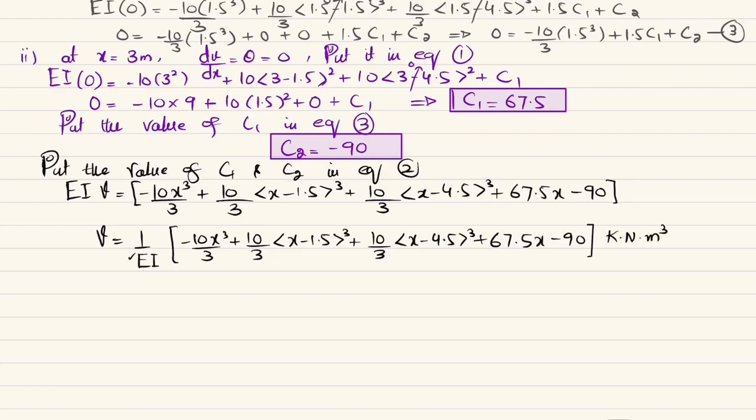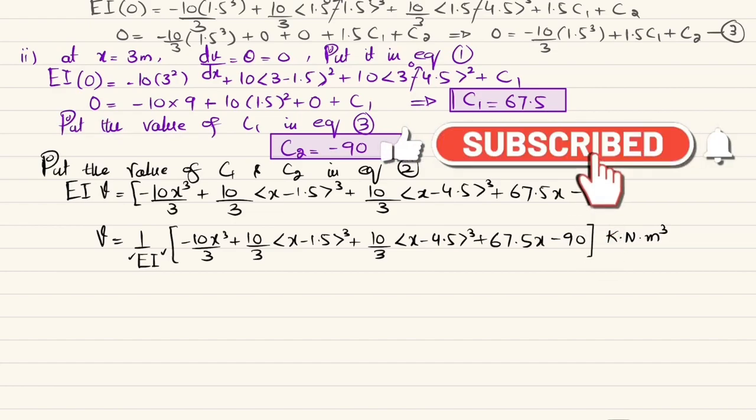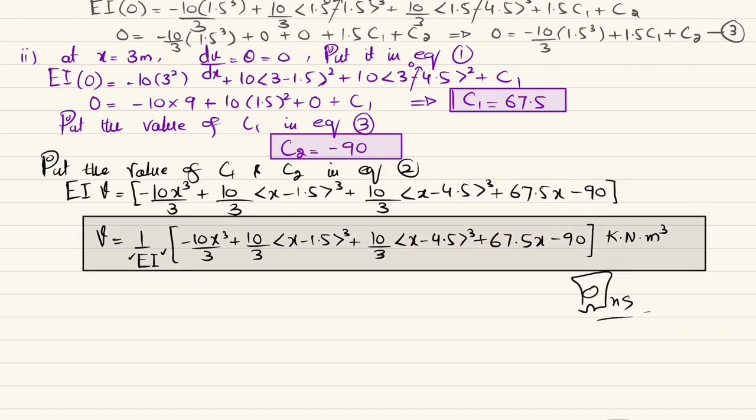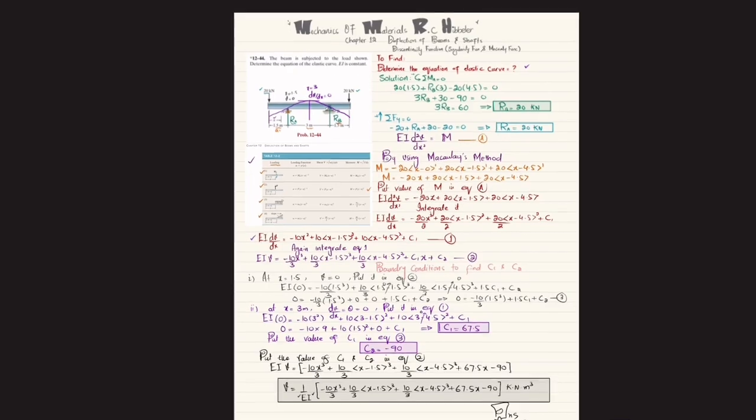And what if you have E and I? So put their units. So at the end you will get the V unit will be in meter, or you can convert it into millimeter. So that is the answer or equation of elastic curve for the given loading shown above. And that was all about this problem 12-44.